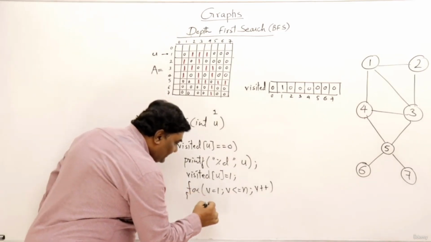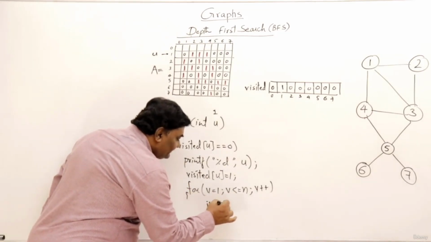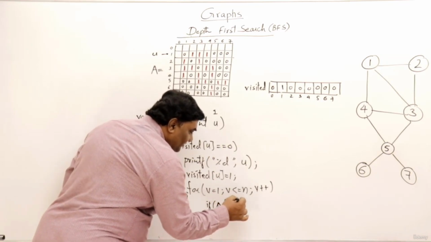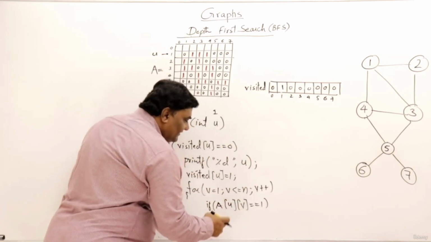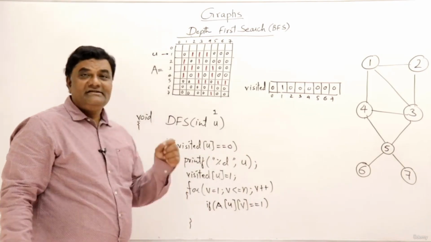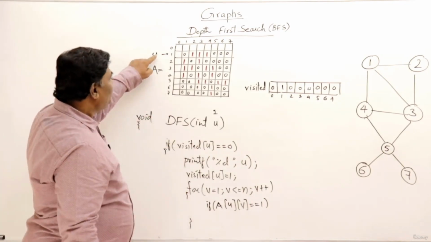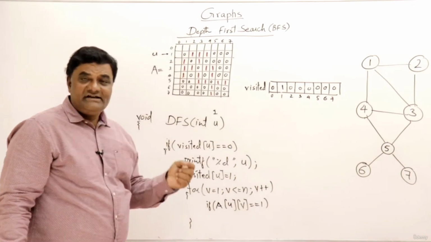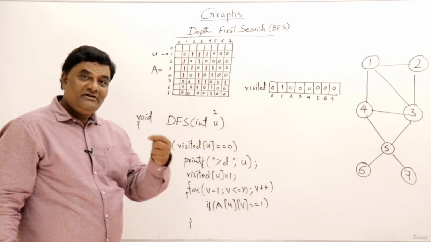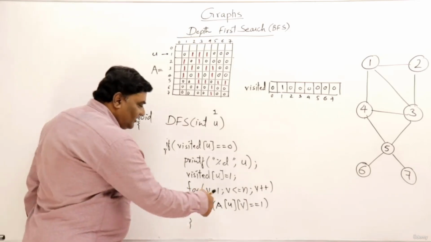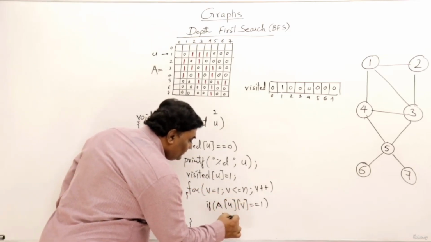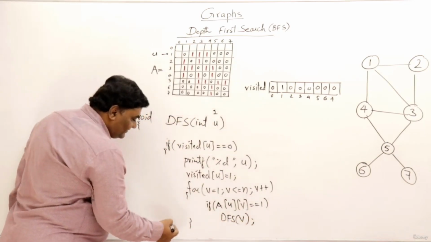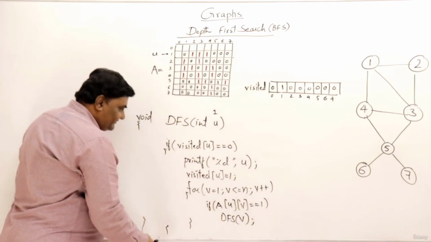So here I will write, if it is an edge in the 2D array, that is the matrix, at location u comma v, if it is equal to 1, it means there is an edge from u to v. Let us say v is 2. So there is an edge. So perform depth first search on 2, that is v. That's all. End of if, end of this one.